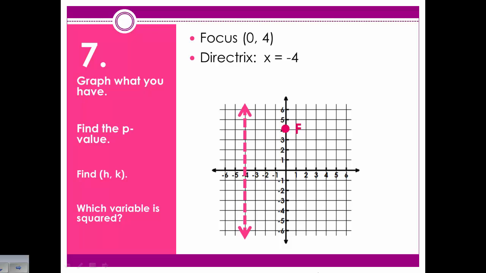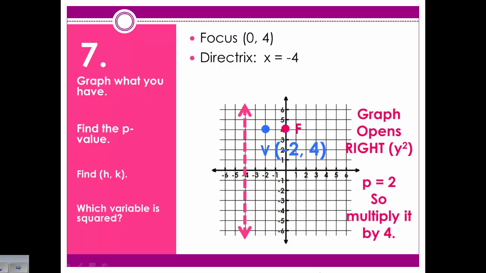On this one, we're missing the vertex. It's halfway in between the focus and the directrix. The p-value is the distance from vertex to focus. The p-value is going to be positive. This graph opens to the right. Since it opens to the right, our y is being squared. The denominator of the fraction is 2 times 4.